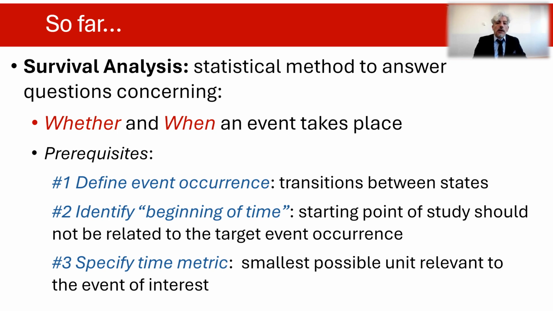The second prerequisite is identifying the beginning of time, so the starting point of the study where all the individuals in the study have not yet experienced the event but are eligible to do so. And finally, it's important to specify the time metric of the study, in what units of time we're going to use, and those should be the smallest possible units that are relevant to the event of interest.